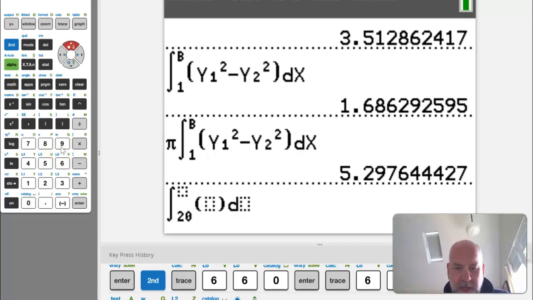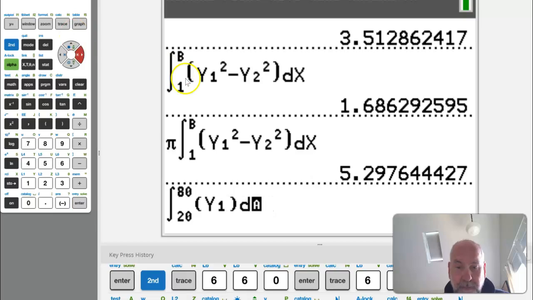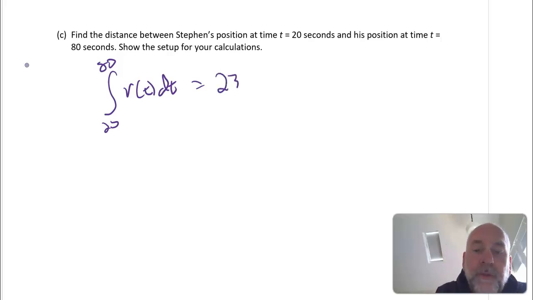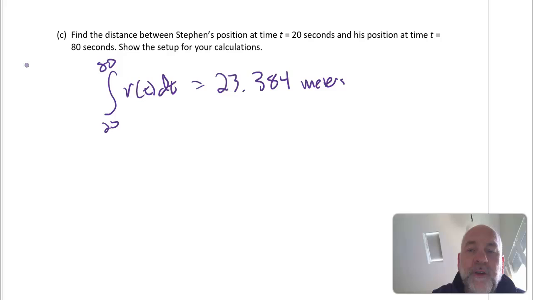20 to 80. And I only have a function in Y1, dx. Boom. 23.384. I would go back and forth, but that number rings a bell. Officially, this is in meters, but it didn't ask for units, so you wouldn't be marked down.